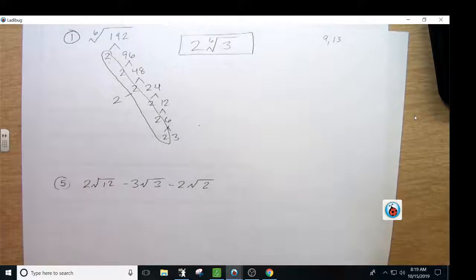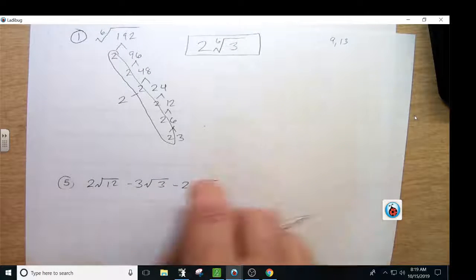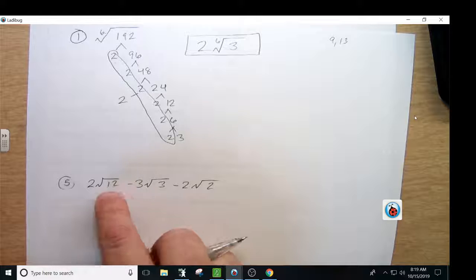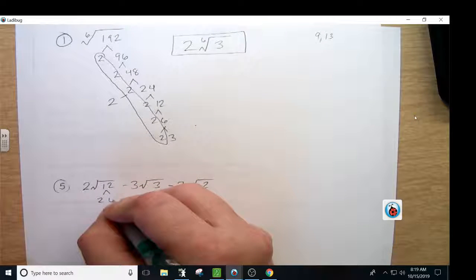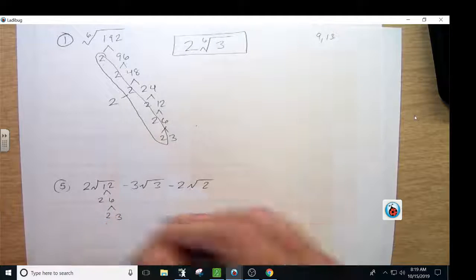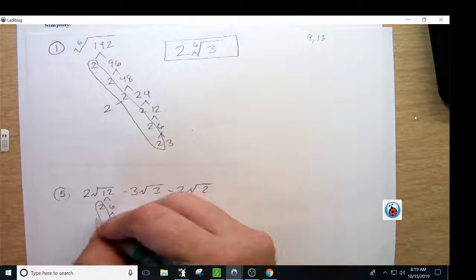Okay, so none of our radicands are the same. So that being said, nothing will combine right now. The only thing that can be broken down is the 12. So we'll break it down real quick. So it'll be 2 and 6, 2 and 3. All right. Now, I have a pair of 2s. I'm going to bring one of those out.